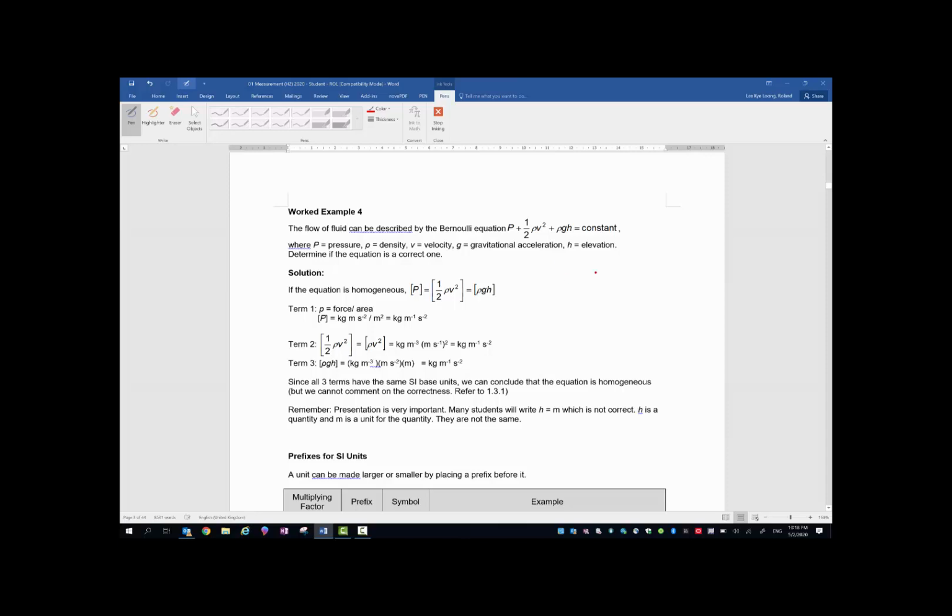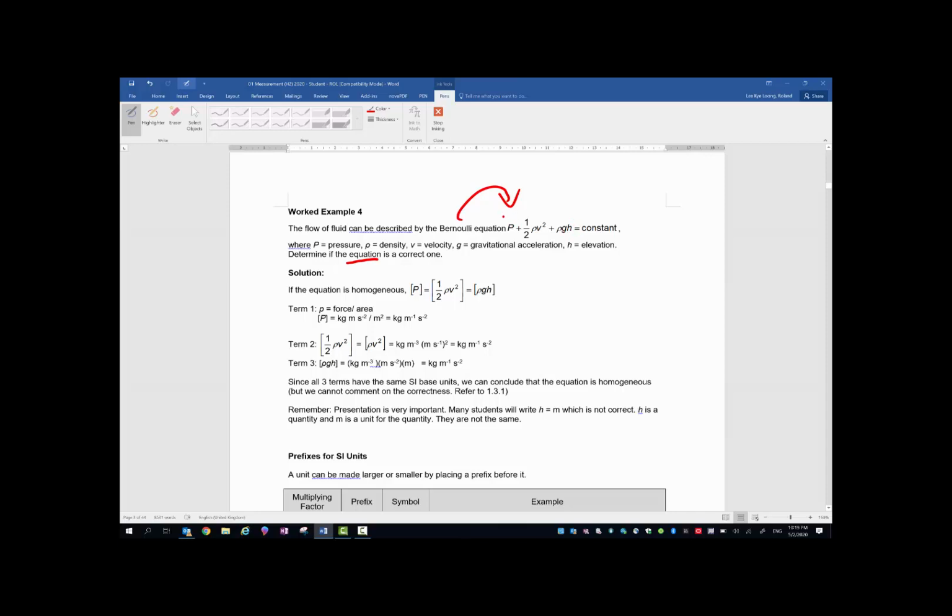Now, next, work example 4. This one I don't have to go through, it is self-explanatory, except for what this work example tries to tell you. They say determine if the equation is a correct one. So what you do is you look at two aspects. First of all, is it homogeneous? Now if you test it out, yes, it is homogeneous. This is Bernoulli's equation, which is unfortunately no longer in the syllabus. So pressure plus half density velocity squared equals density times acceleration due to free fall times height.